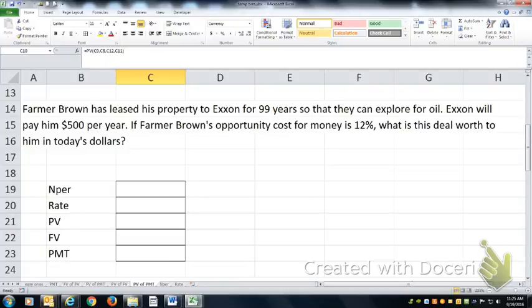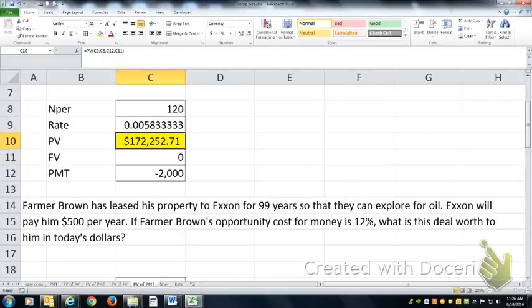Farmer Brown's going to lease his property to Exxon for 99 years. Exxon will pay him $500 a year. If the opportunity cost is 12%, what's the deal worth to him today? All right, 99 payments. He's going to get $500, and then he's not going to get anything after the 99th year. And the rate is 12%.